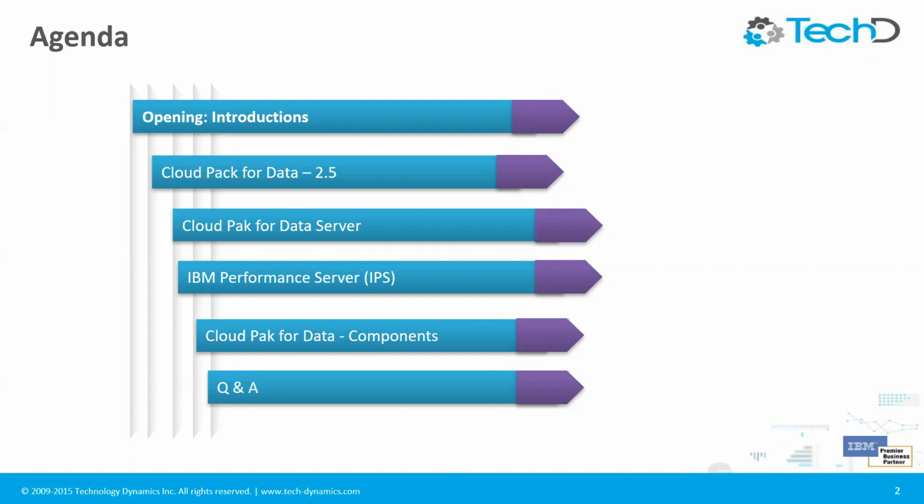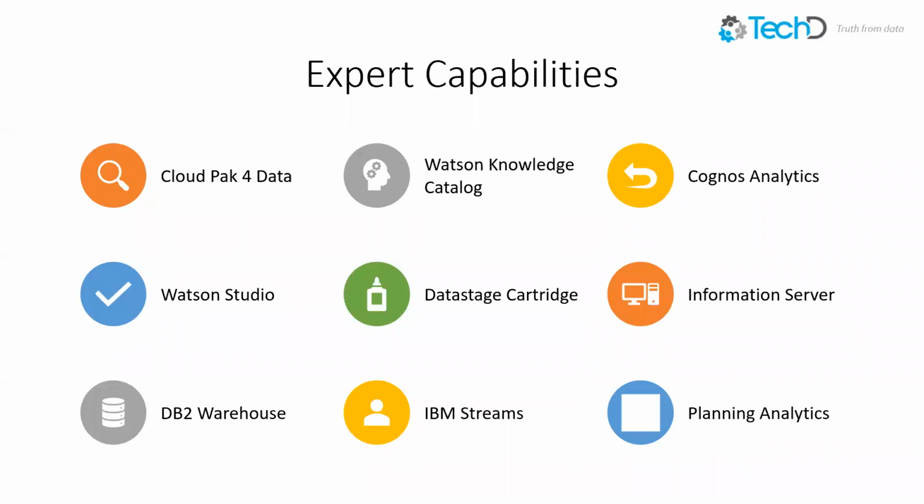And then we're also going to go over the Cloud Pak server and also the IPS, the IBM Performance Server, which essentially is kind of the new Netezza. And again, we'll go into more details there. And then maybe we'll also dive into some of the individual components of Cloud Pak and give you a little bit of a look-see on what Cloud Pak is. And Q&A at the end officially, but as I said, if you have a question, just let me know.